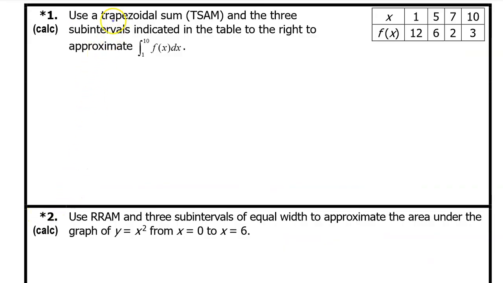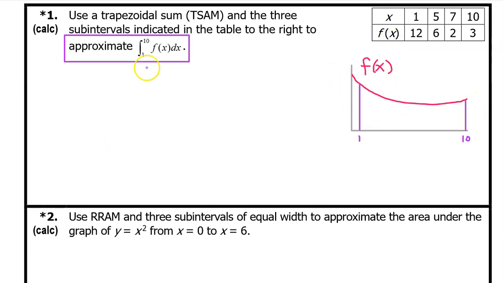Number 1. Use a trapezoidal sum, or TSAM, and the three subintervals indicated in the table to the right to approximate the integral of f of x from 1 to 10. We don't really know what f of x looks like, but imagine that it looks like this. Our goal is to approximate the integral of f of x from 1 to 10. That's the area under the curve on the interval from 1 to 10.